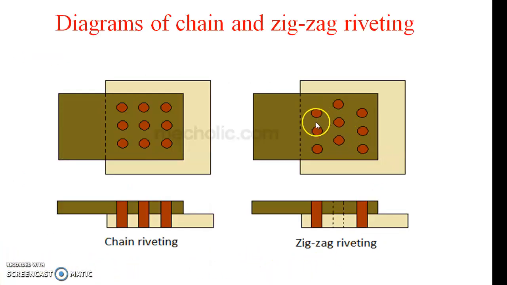Suppose this is a chain riveting, and the pitch is called the hole center to the other hole center. This hole center is in the first row and this is in the second row, and these two holes are placed parallelly. So the center line of the first hole to the center line of the second hole is the distance called the pitch of the riveting joint.